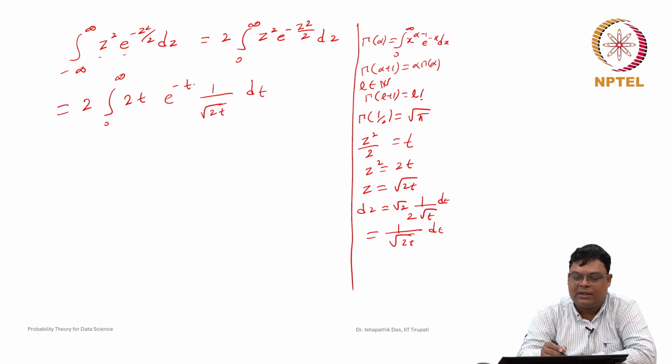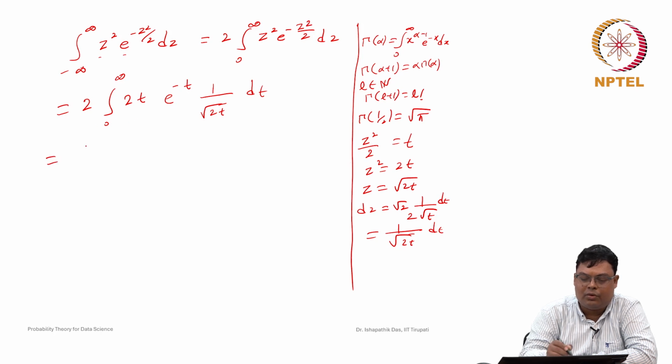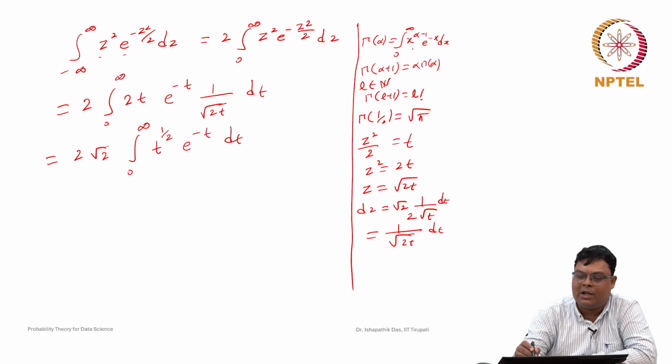Now you can see that this is coming in the gamma function form, e to the power minus t only. Here, 2 into 2 by root 2 is 2 root 2. Then this is the integral from 0 to infinity of t into 1 by root t, which is t to the power 1 by 2, e to the power of minus t dt. So, this we have to write in the alpha minus 1 form.